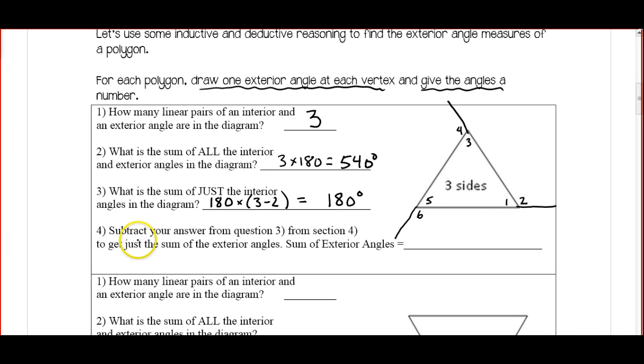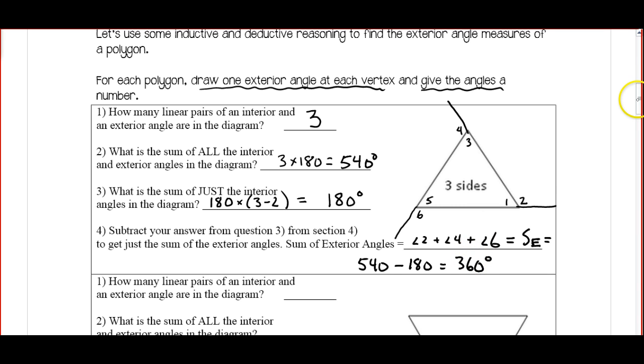And what we want to do in step 4 is subtract your answer from question 3, because this gives us all the angles 1 through 6, and this one gives us the angles 1, 3, and 5. So if I subtract those, I'll be left with angle 2 plus angle 4 plus angle 6, which is going to be the sum of the exterior angles. So what I get is 540 minus 180, which is equal to 360 degrees. So I see for a triangle, the sum of the 3 exterior angles is going to be 360 degrees.